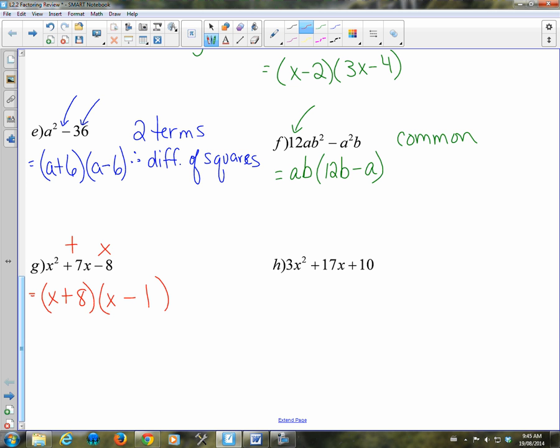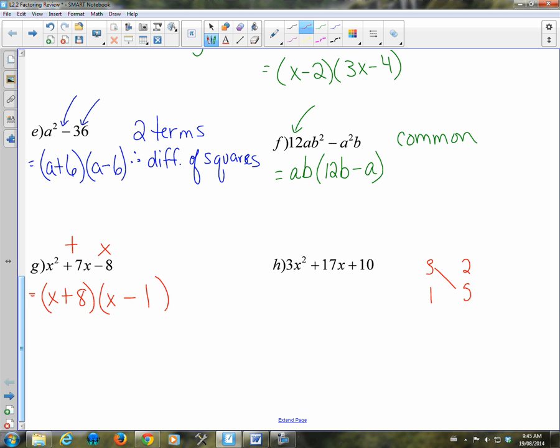Last one. Try to common factor. Can I common factor divide everything by 3? No. 17 does not divide by 3. Bummer. It's going to be 1, 2, 3, an x squared, an x and a number, a difficult trinomial. I'm going to do this one by the crisscross method. I'm going to look at my 3, and I know that 3 times 1 is 3. I'm going to look at my 10, and I know that 5 times 2 is 10.